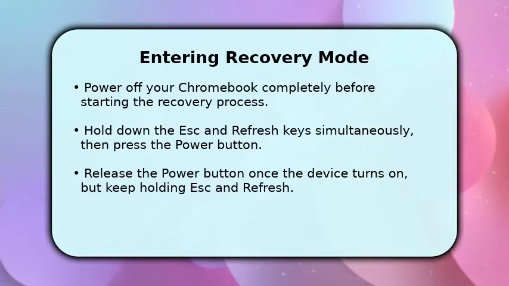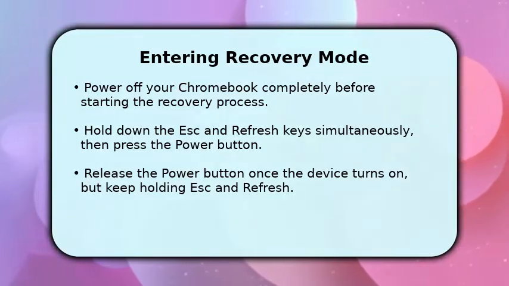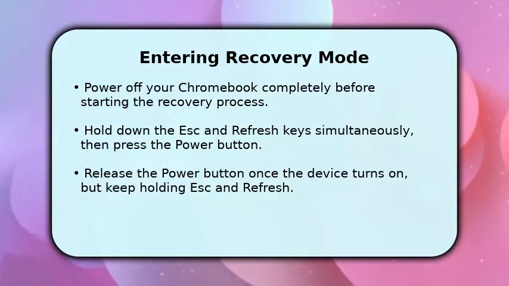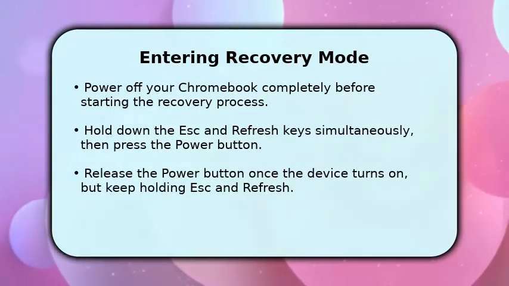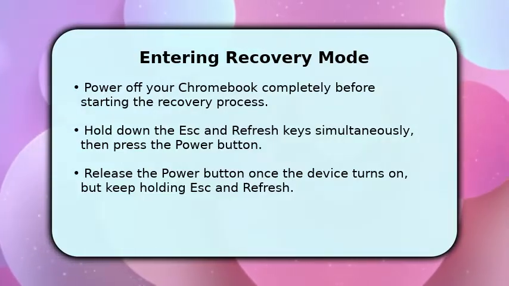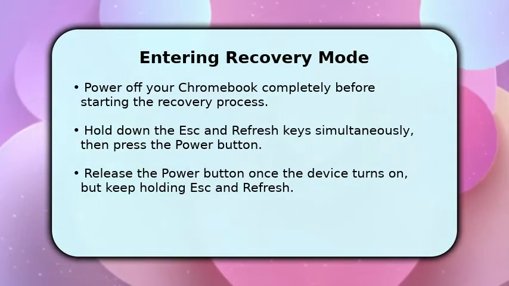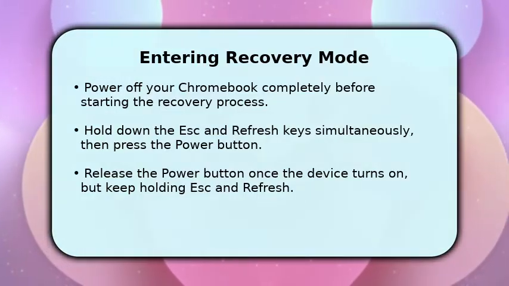To begin, you'll need to put your Chromebook into recovery mode. First, ensure your device is completely powered off. Next, simultaneously hold down the S key and the refresh key, which is usually located above the number 3. While holding those two keys, press the power button. Once your Chromebook turns on, you can release the power button, but continue holding ESC and refresh until the recovery screen appears. This screen signals you're ready for the next step.